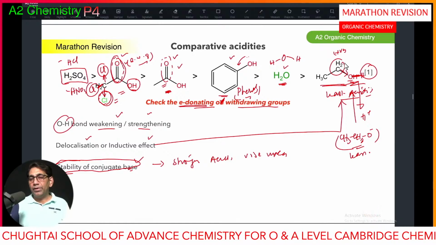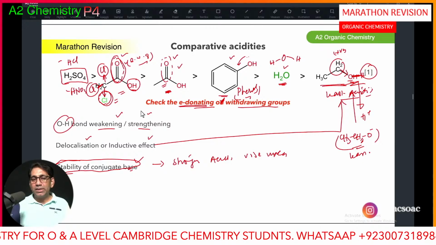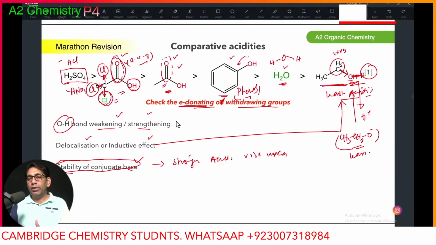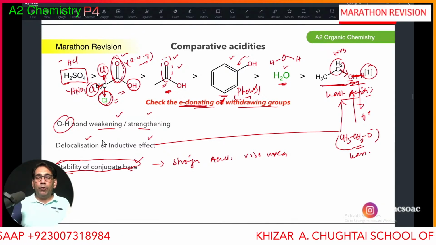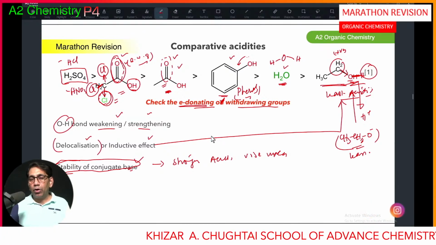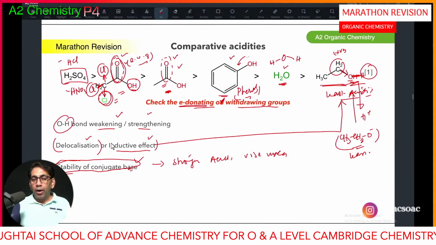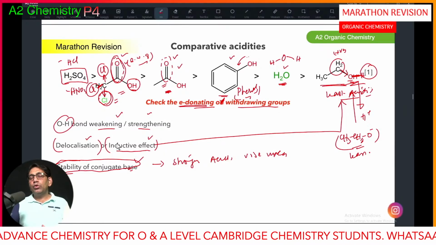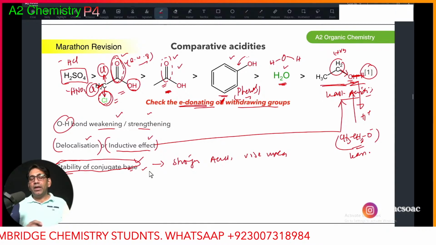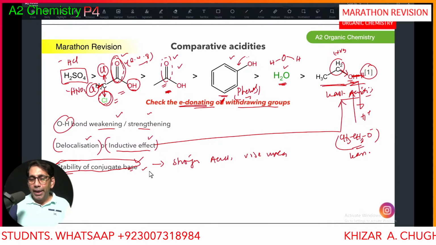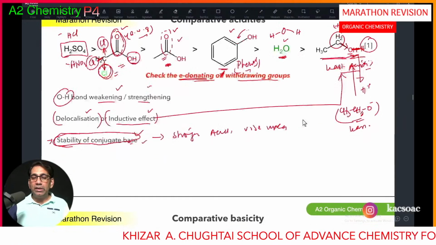You will write the order first of all, as I told you under these instructions. Then you will discuss the OH bond: which molecule has a stronger OH bond and which has a weak OH bond. Then which one shows delocalization of electrons to make the bond weak, and where there is inductive effect to make the bond stronger. And the next one is the stability of the conjugate base: in which compound the conjugate base is more stable and where it is less stable.